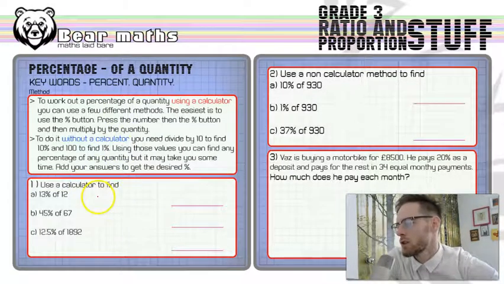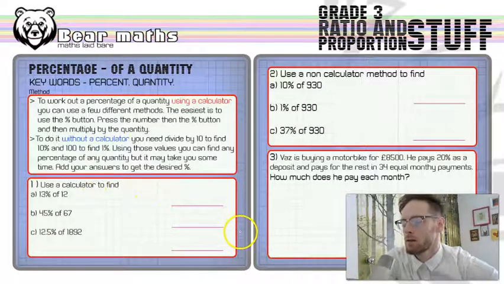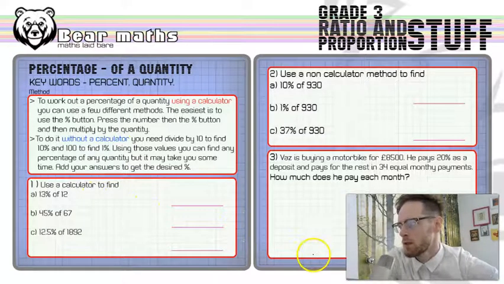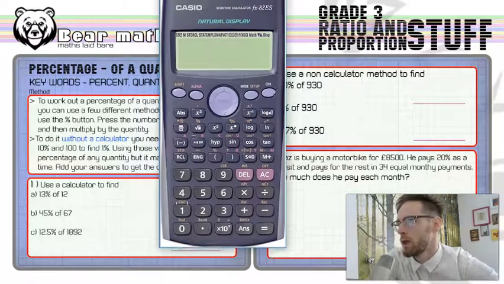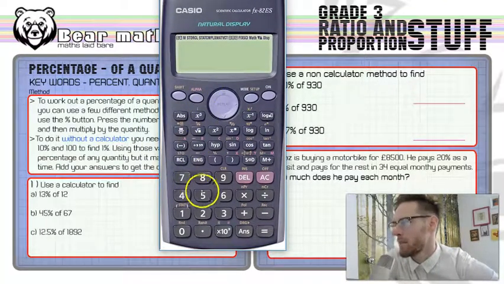So in the first question, I think the easier thing to do is use the calculator, so we will do that. We've got some awkward percentages of some awkward amounts. Let's bring the calculator in, and we will do number 1A.